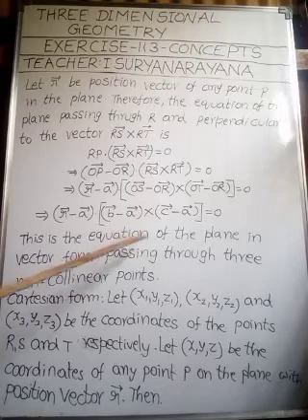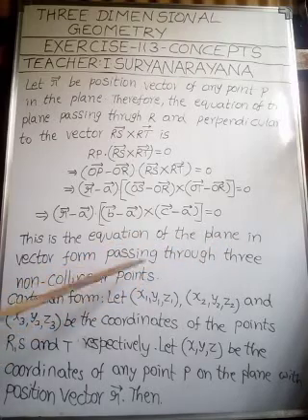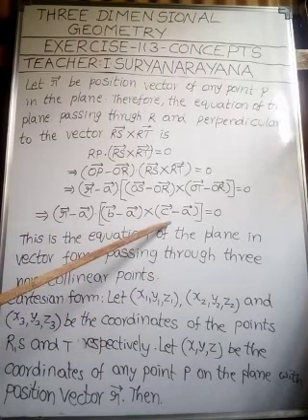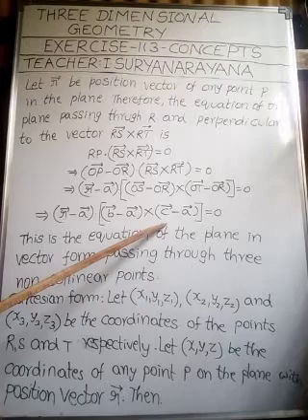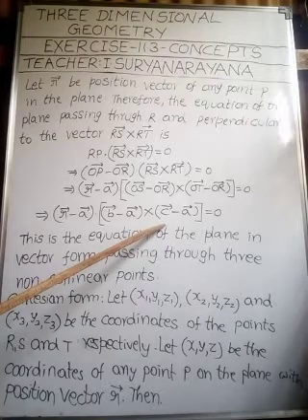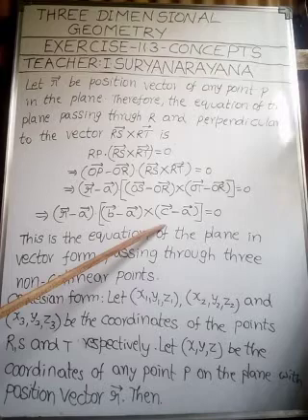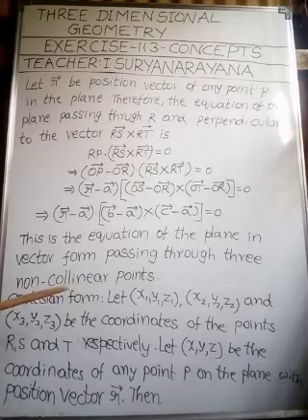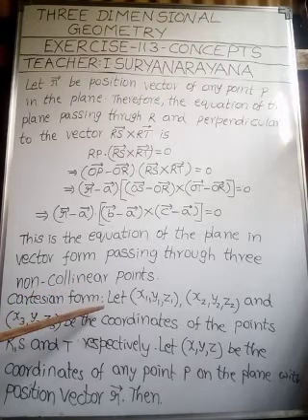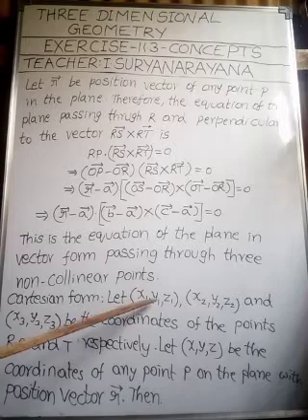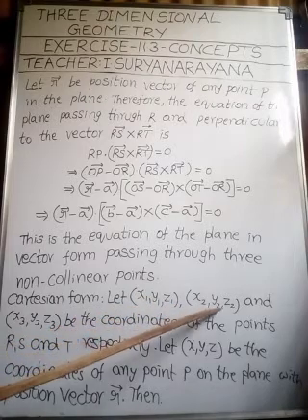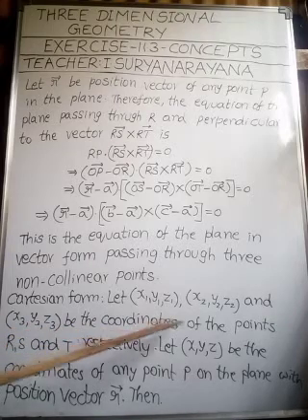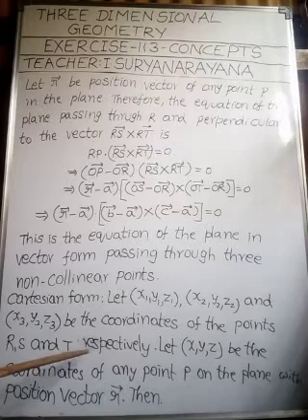Right. This is the equation of the plane in vector form passing through three non-collinear points. Okay, my children. So remember this equation. This is the vector equation of the plane which is passing through the given three non-collinear points. Now we write this equation in the Cartesian form. Okay, my children. Now come to this point, Cartesian form. Let (x1, y1, z1), (x2, y2, z2) and (x3, y3, z3) be the coordinates of the points R, S, and T respectively.